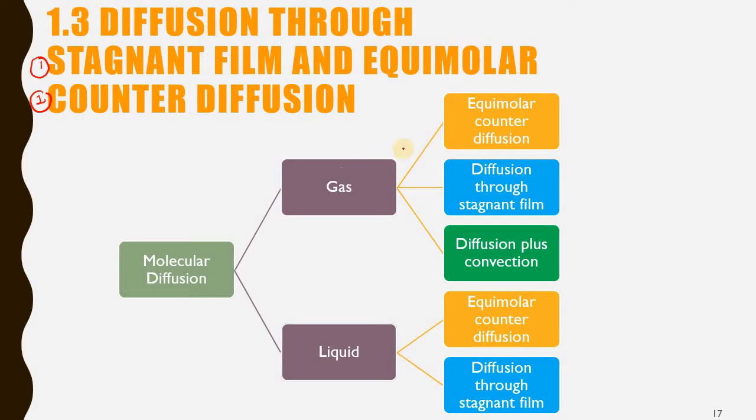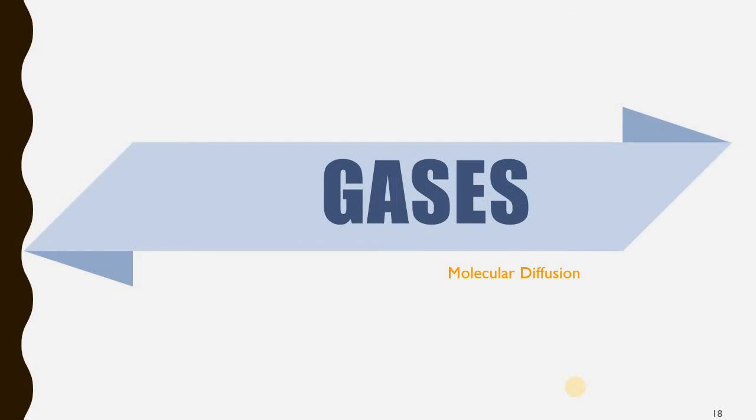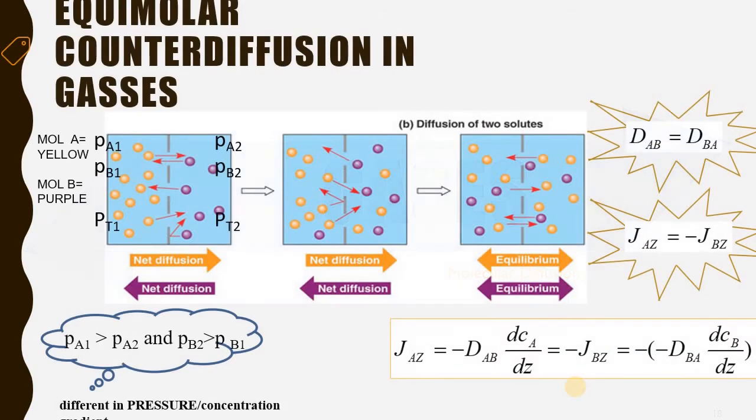For gas, we will derive the equation for equimolar counter diffusion and diffusion through stagnant film, and also see how diffusion plus convection happen in gas. For liquid, we will have the equation for equimolar counter diffusion and diffusion through stagnant film. So let's start with gases first, with the equimolar counter diffusion in gas.